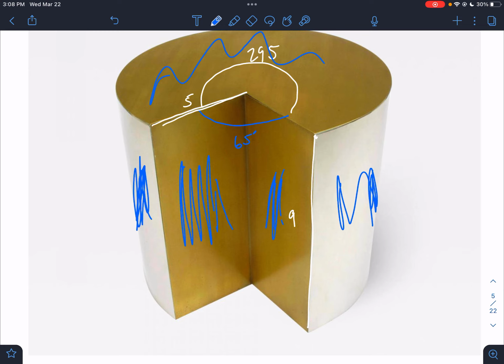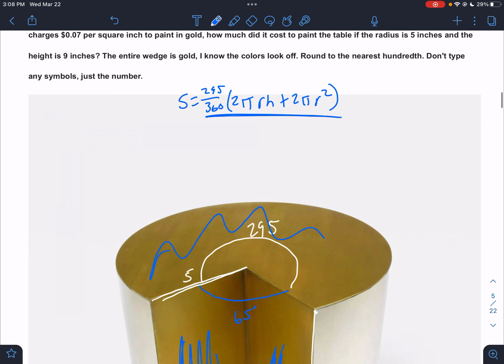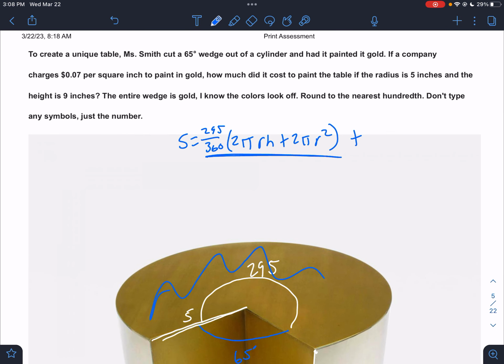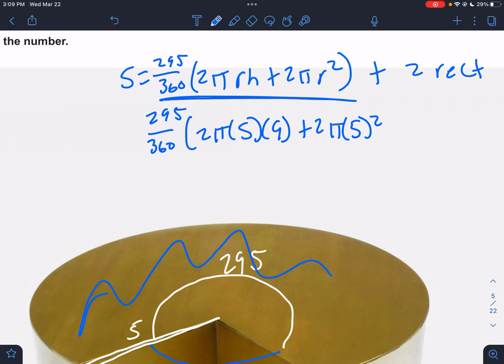These 2 rectangles are new. You couldn't see these rectangles until it was cut, but we want the whole thing to be gold, so we got to paint that gold as well. So we need to add the two rectangles into the mix. So now we just need to plug these numbers in. That's going to be 295 over 360 times 2 pi times 5 times 9 plus 2 pi times 5 squared.